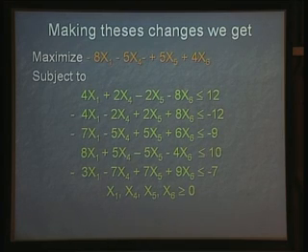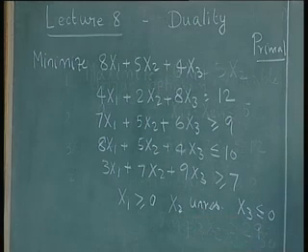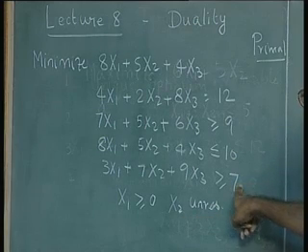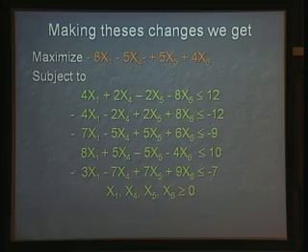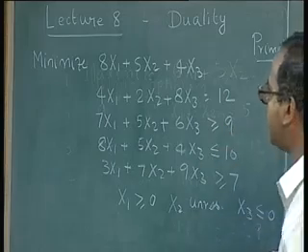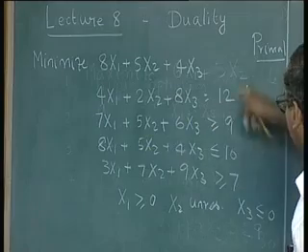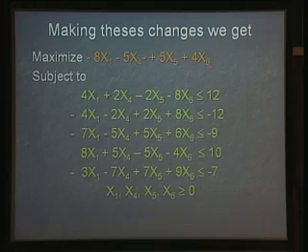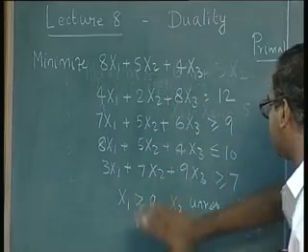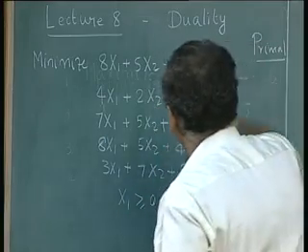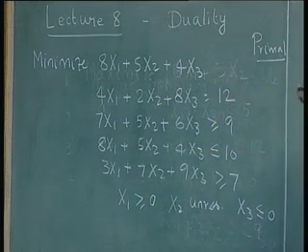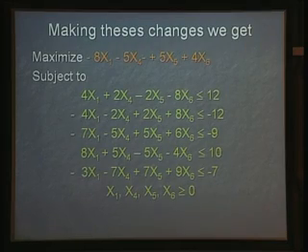Now you realize that all the constraints have been converted into the less than or equal to form. The 10 remains as 10, this greater than or equal to 7 has become less than or equal to minus 7, the greater than or equal to 9 has become less than or equal to minus 9. The equation has become two constraints, one less than or equal to and one greater than or equal to. So the original problem had three variables and 4 constraints. Now the transformed problem has 4 variables and 5 constraints. Now we have brought this to the form we are comfortable with.